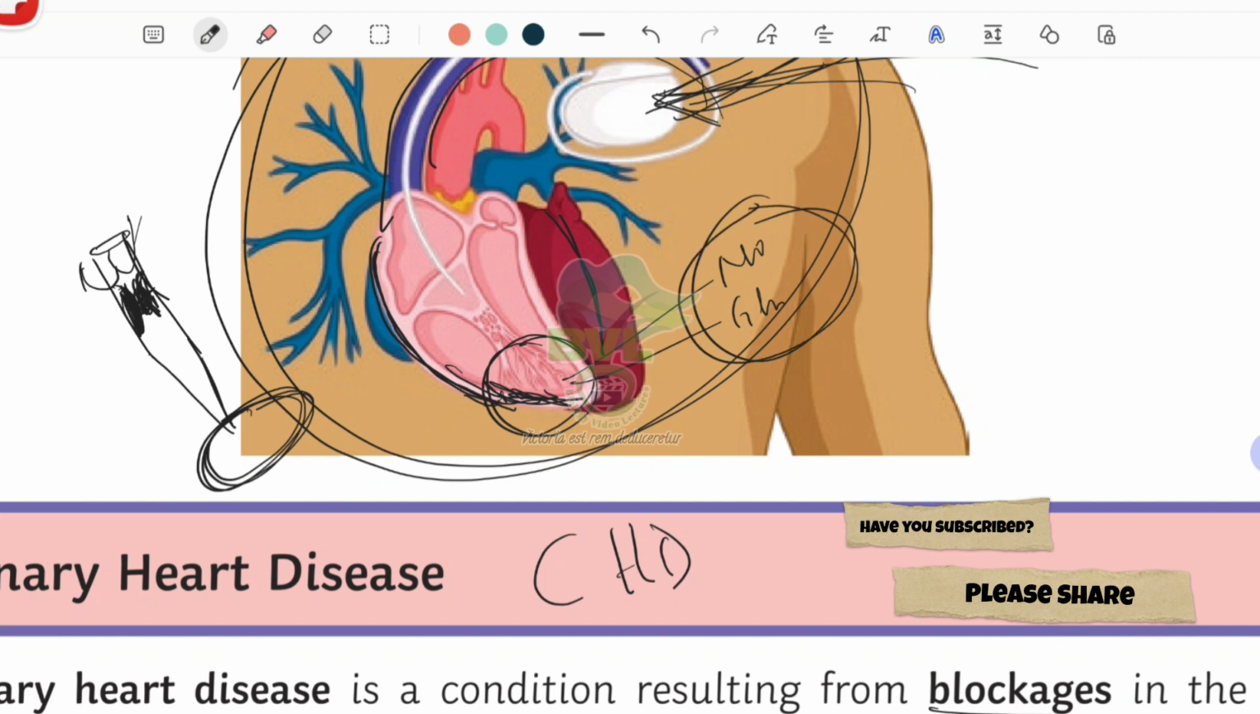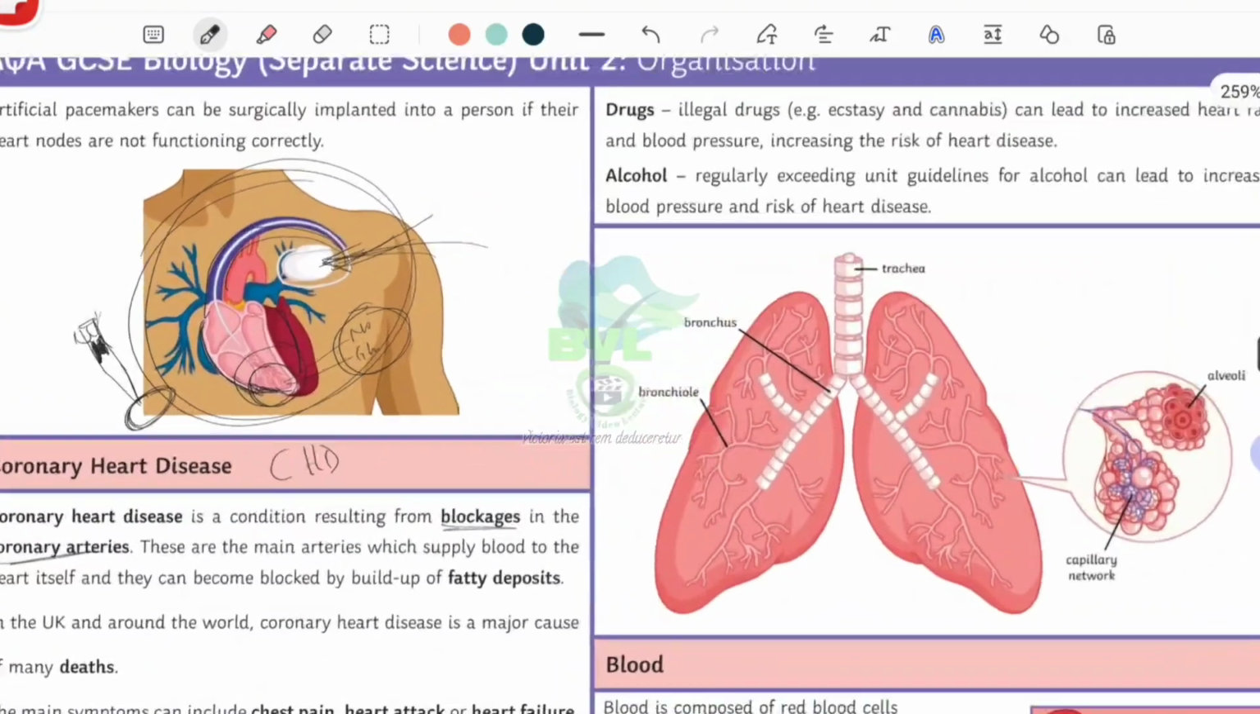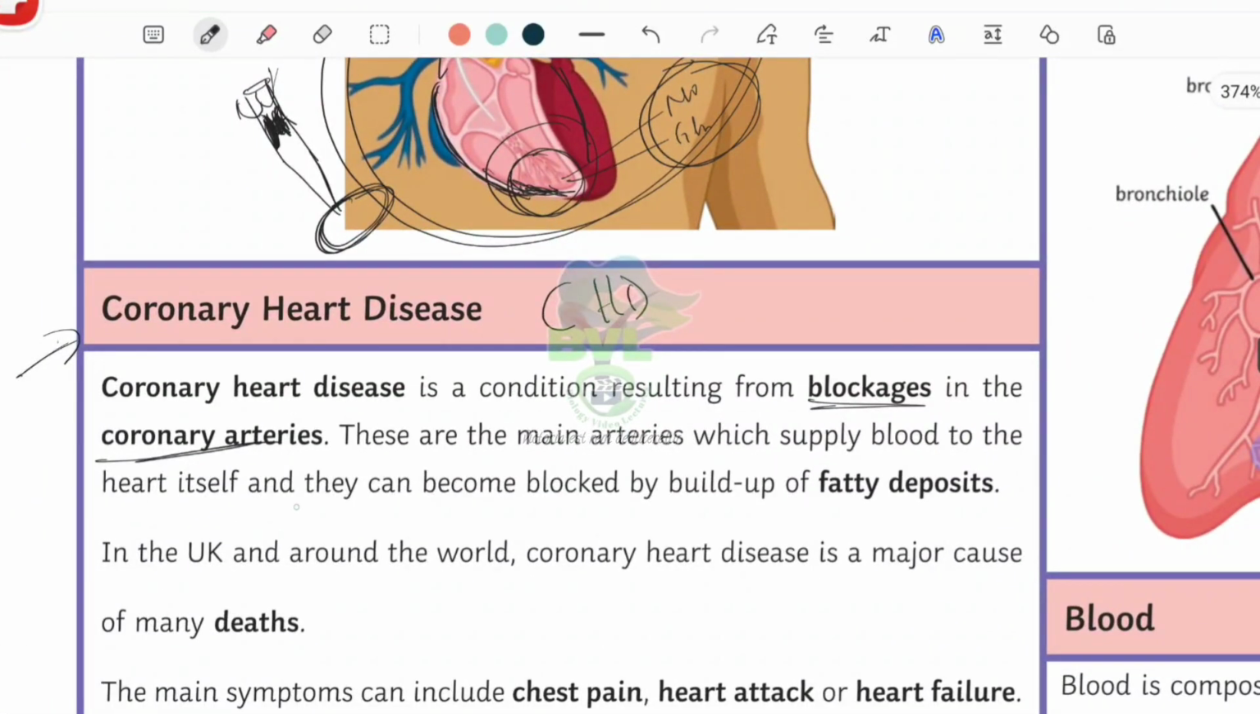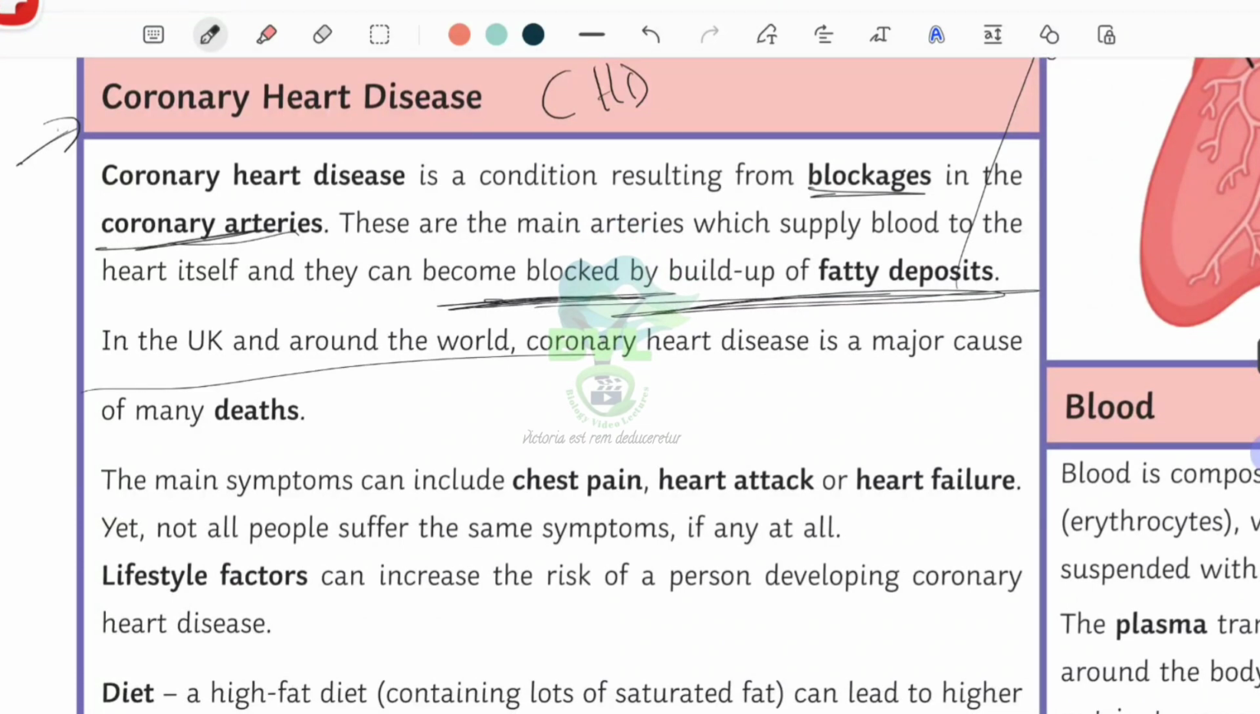If these two are not getting to the heart muscle, that part of the heart muscle would end up dying, and one particular bad day, that part of the heart will shut down and the person may end up having a heart attack. So, emphasis: it is because there's a blockage in the coronary artery. How does it happen? Because of fatty deposits. That deposit is called cholesterol. And it can actually lead to death if it's not managed.